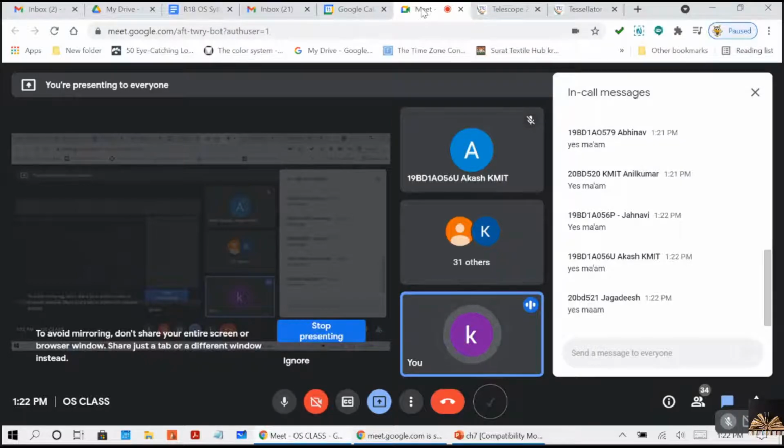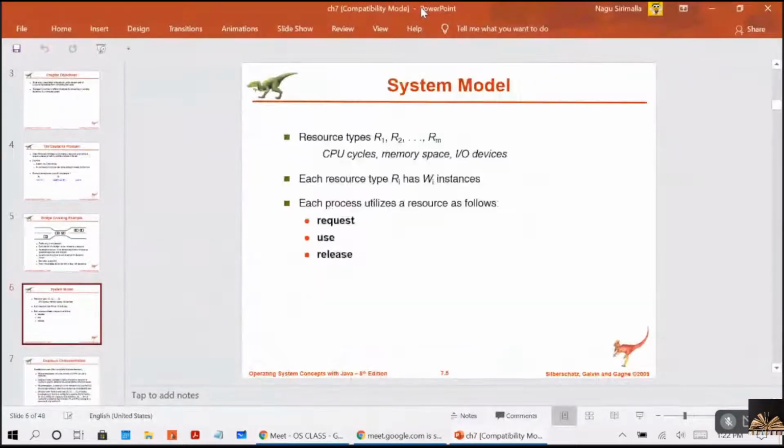So if you take the deadlock system model, a system consists of a finite number of resources. You can call them R1, R2, R3 up to Rm, right? So this set of resources has to be distributed among a number of processes. Here you can categorize the resources into two different ways, ma. The physical resources and logical resources, right?